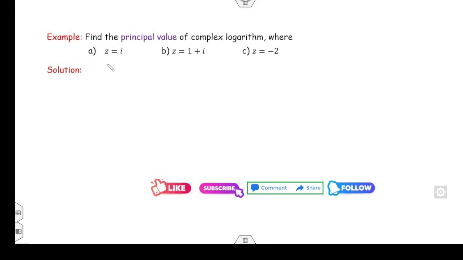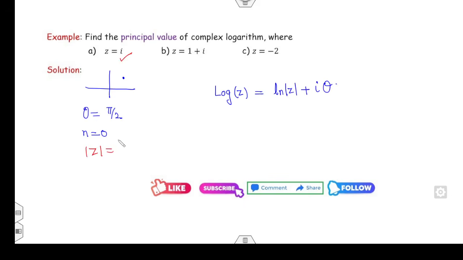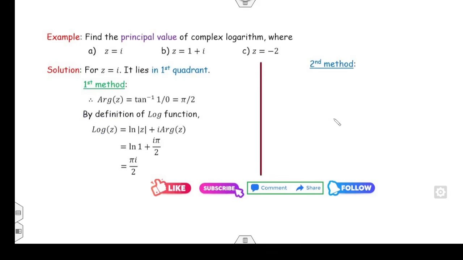Find the principal value. Again, you can see z is equal to iota, which we just did. It lies in the first quadrant, so theta will be pi by 2. Fine, and for the principal value, your n will be 0. That means your target is to find the log of z, which is ln of modulus plus iota times theta. So how much will the modulus of z be? 1. So log 1 is 0 plus iota pi by 2, which is the right answer of the problem. Fine. This is the first method, the way we just did it.